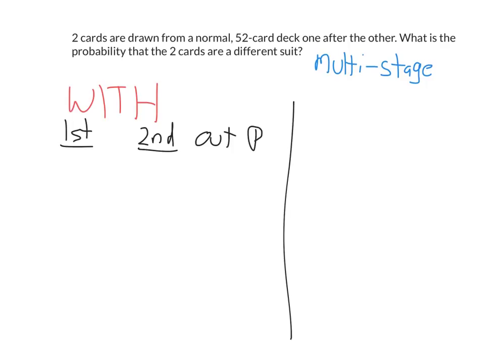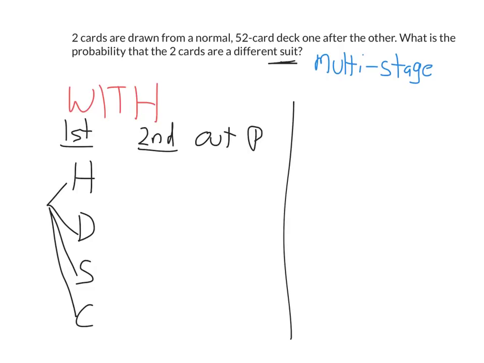So first go, I'm not going to list all 52 cards because I'm not interested in whether it's a king or whether it's a jack or anything like that. I'm only interested in the suit. So I'm just going to list the 4 suits. There is, of course, hearts, diamonds, spades, and clubs. So I can get any one of those 4 on the first go.